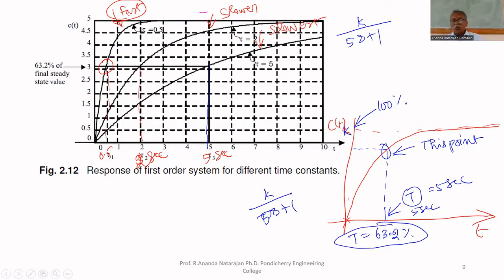As the time constant increases, the system becomes slow. By looking at the transfer function of a first order system, we can say how the system behaves. If the time constant is large, it takes a long time to settle. If the time constant is very small, it quickly settles. Fast system.